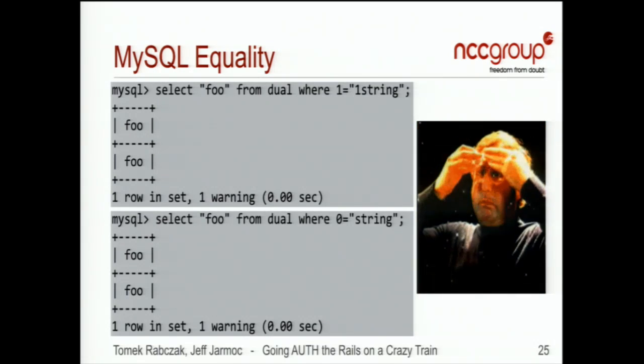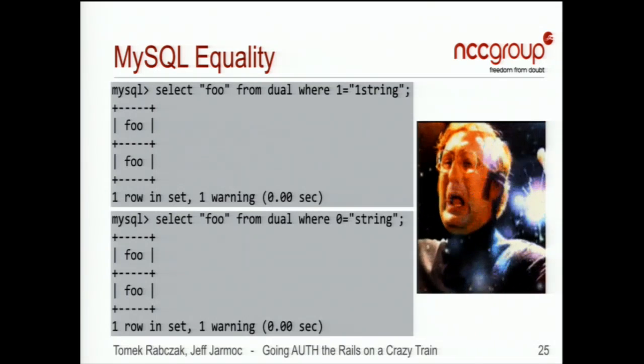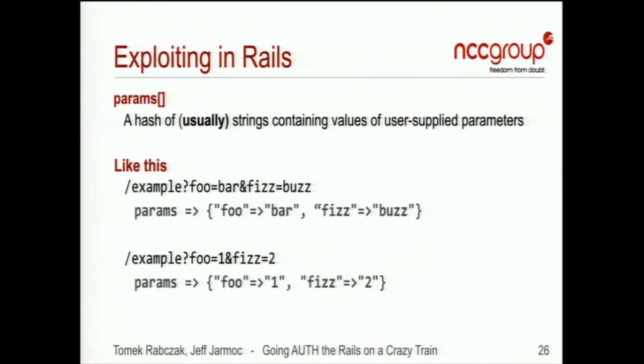So what does this mean to Rails and to that password reset flow? Usually in Rails, the params hash is a hash of the parameters that the user provided with a request. These are usually strings, and developers sometimes think that they're always strings. So if we look at some examples, foo equals bar, fizz equals buzz, we get a key value pair with those values. If we pass integers, foo equals 1, fizz equals 2, we still get back string representations of those integers if they're just GET parameters.